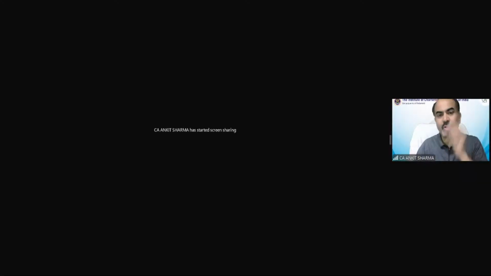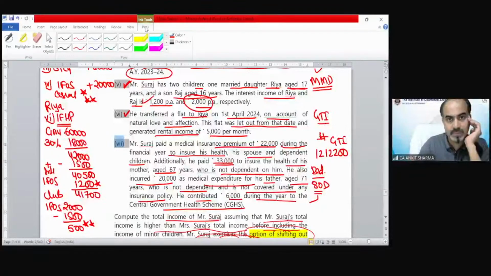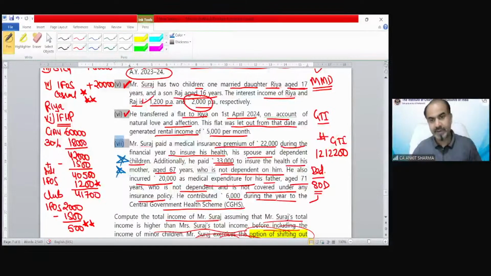So what should I do? I need to mark it like this. For the purpose of examination, this is a really important point. Clear?